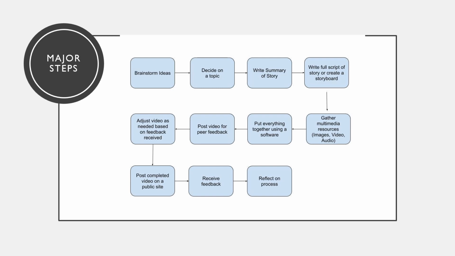And after they receive feedback, depending on what they need to change or what needs to be done, they would adjust and edit their video based on that feedback. And finally, they would post that completed video on a public site that their peers and their instructor can look at and receive feedback and reflect on their process, their creative process they used to come about this.